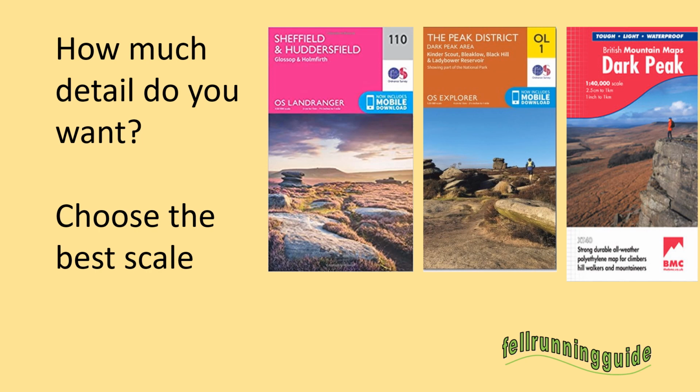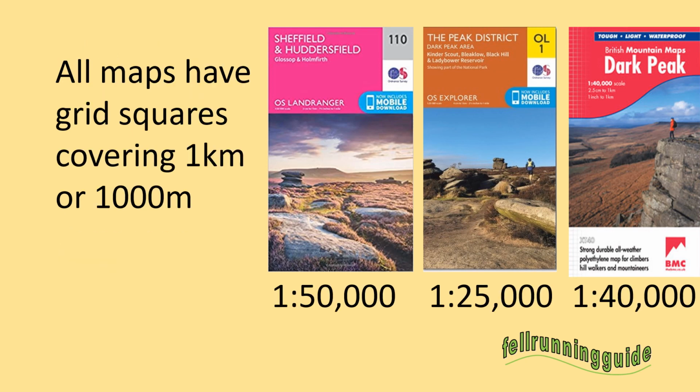So if we assume that we're not going to use a race map, we just want to choose a map for the walking or running we do, then which one is best? Well, really it depends on how much detail we want, and that's going to help us choose the right scale. I'll do a separate tutorial on scale in more detail. So here are some examples of scale. On the Ordnance Survey, the Landranger map, these are 1 to 50,000. We've got the Explorer map at 1 to 25,000. Now Harvey's make maps of different scales, sometimes 1 to 40,000, as in this British Mountain Maps, but they also make them at 1 to 25,000 as well.